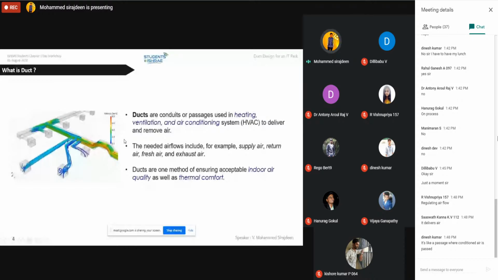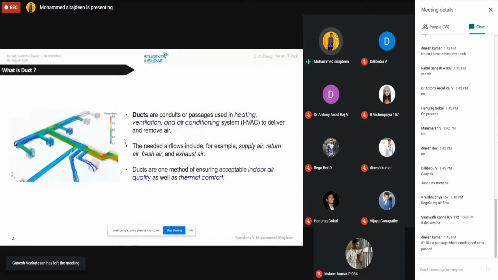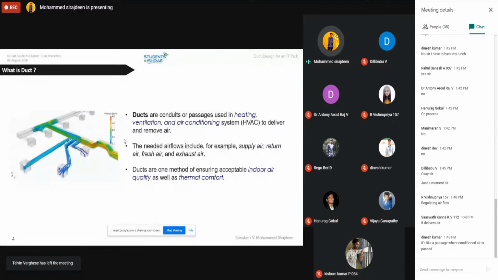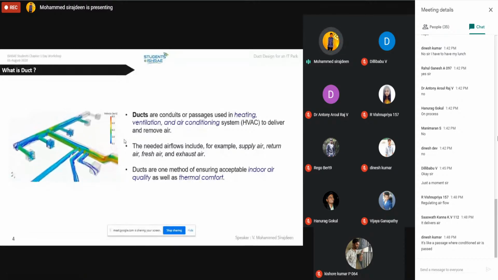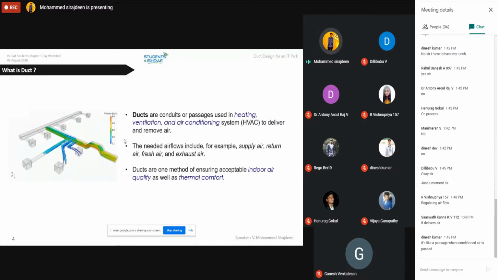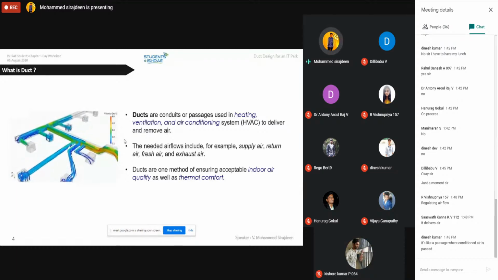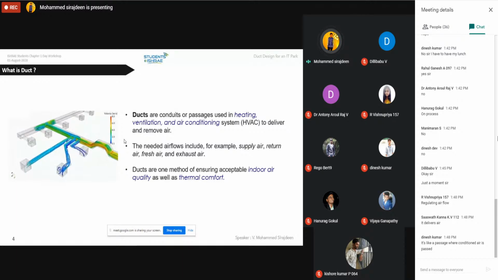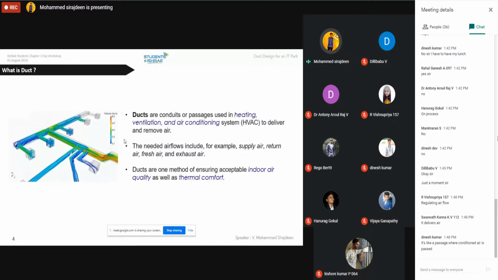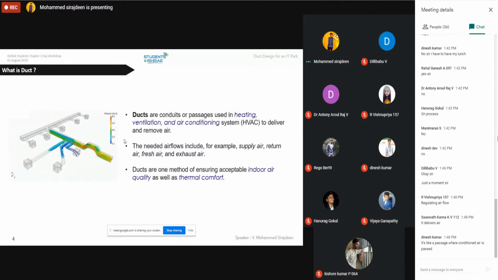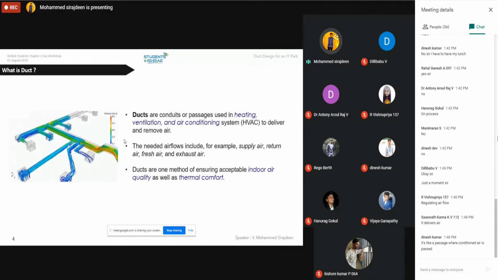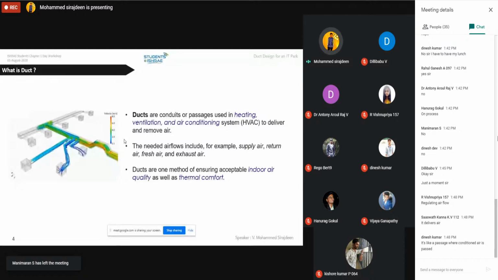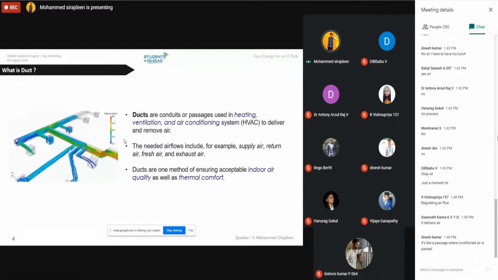The duct is like a conduit. It is used to pass the heated, ventilated or conditioned air. Ducts are conduits or passages used in heating, ventilation, and air conditioning systems to deliver or remove air. The needed airflow includes supply air, return air, fresh air, and exhaust air. There are multiple types of air, so it is needed to include them.